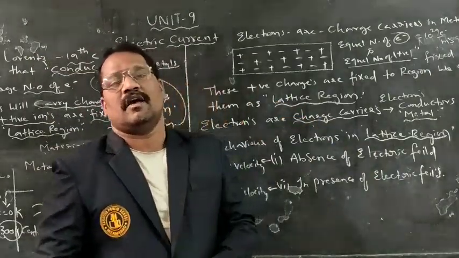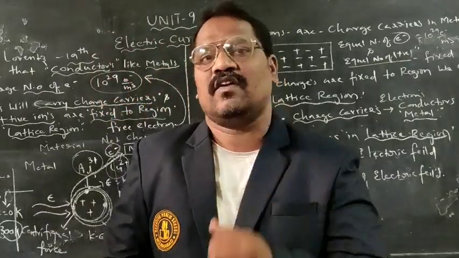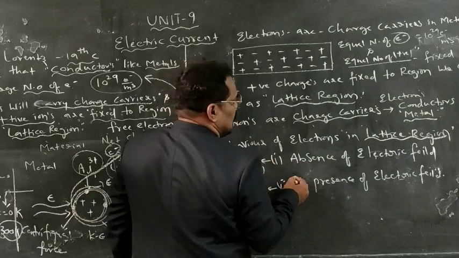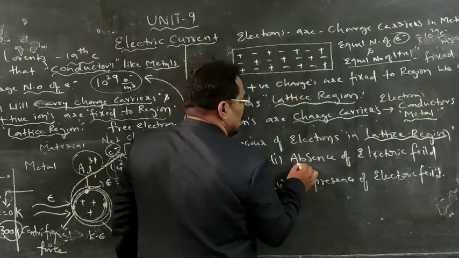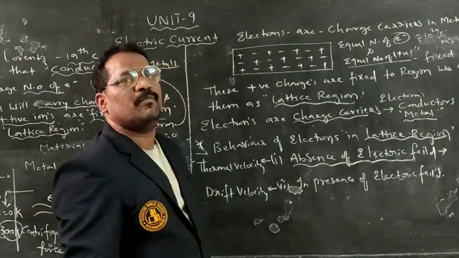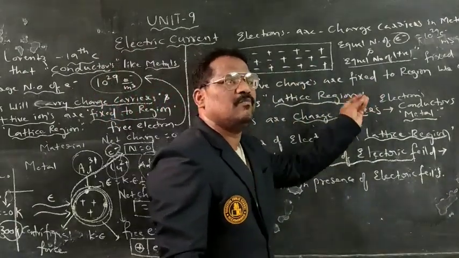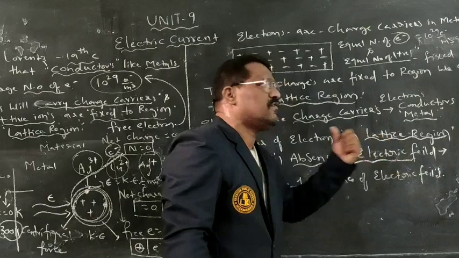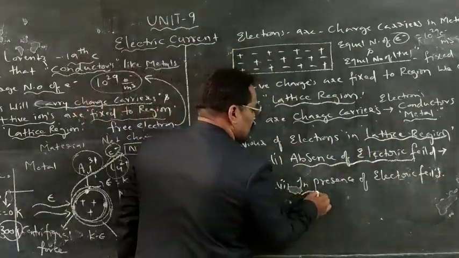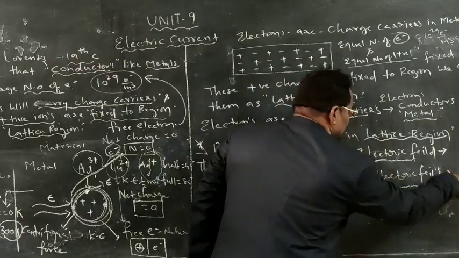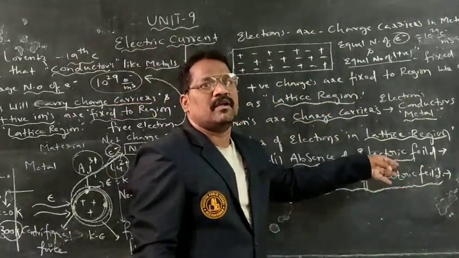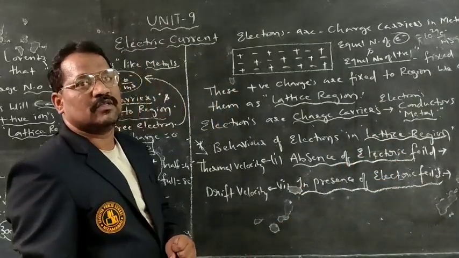That particular phenomenon can be explained in two different ways. First one is what? When the conductor is connected, in the absence of an electric field, how will those electrons behave? We have to study that point. Not only that, in the presence of an electric field, how do the charge carrier electrons behave? That phenomenon we are now going to study.